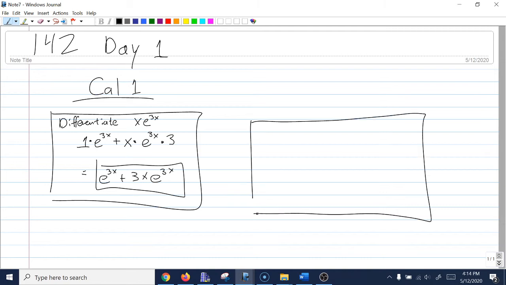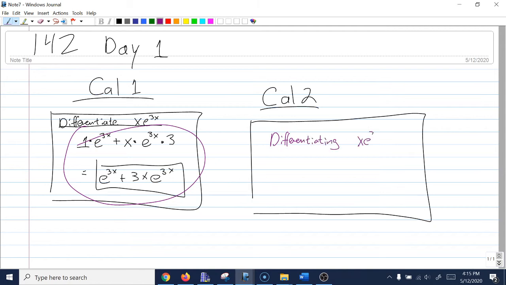In Cal 2, it's not so much that you do the product rule differently, but instead of you writing this part, you're likely to write: differentiating x e to the 3x with the product rule gives the derivative of x e to the 3x is e to the 3x plus 3x e to the 3x, period.